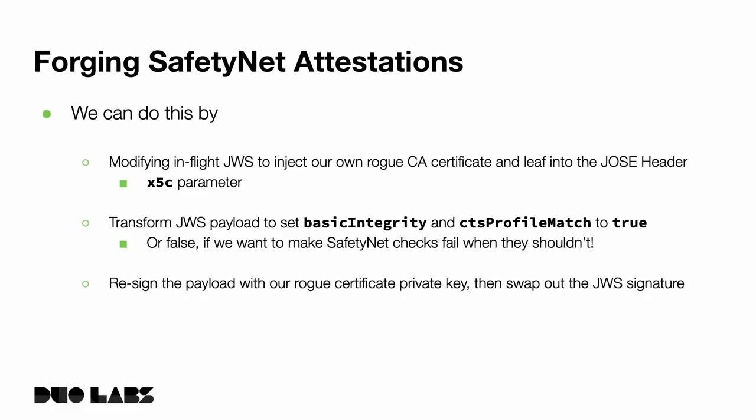If we'd like to forge a SafetyNet attestation, we can do this by modifying that JWS in flight to inject our own rogue certificate authority into the JOSE header. For example, maybe we have a device that is rooted and isn't going to pass the SafetyNet check. We can set basic integrity and CTS profile match, the two options that determine whether a device is rooted, to true, and we can get away with it. In flight, we re-sign this payload with our own rogue certificate private key, swap out the JWS signature, and send it on its way.